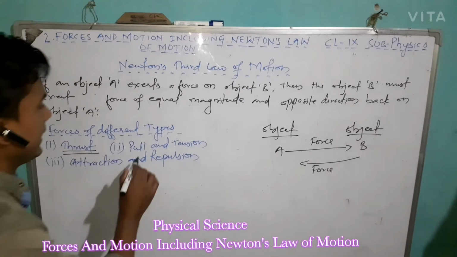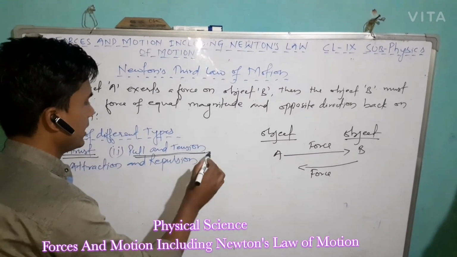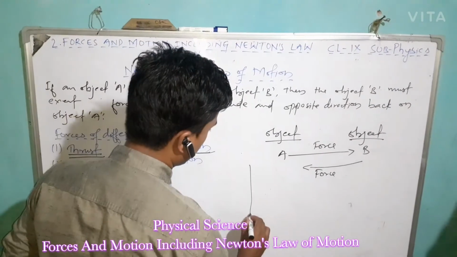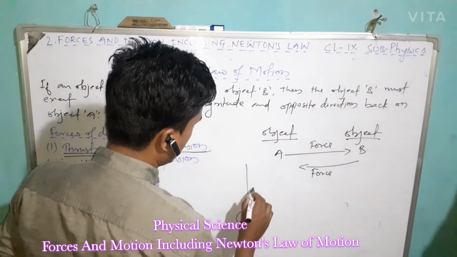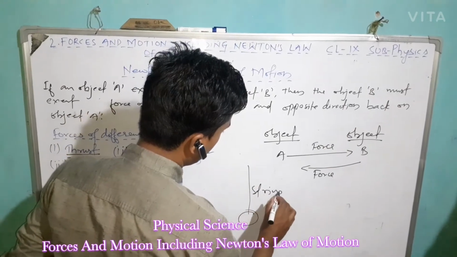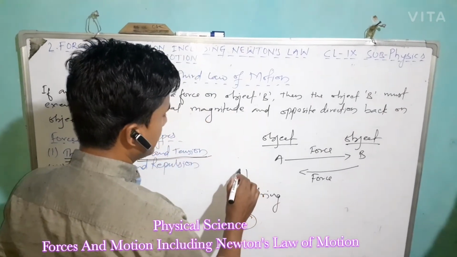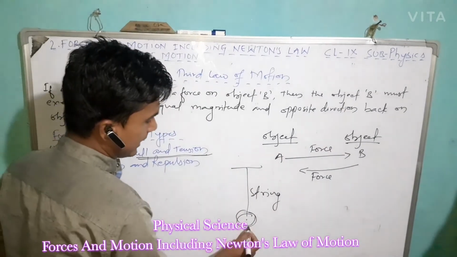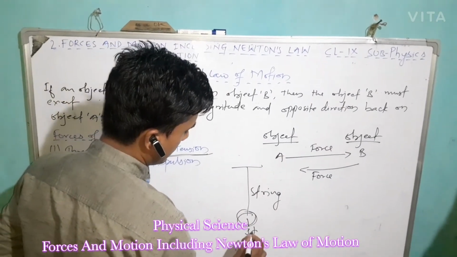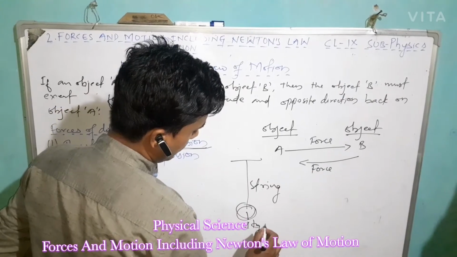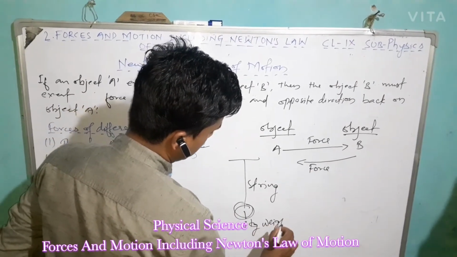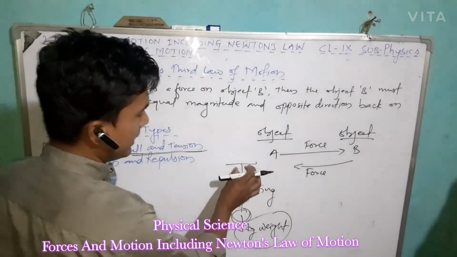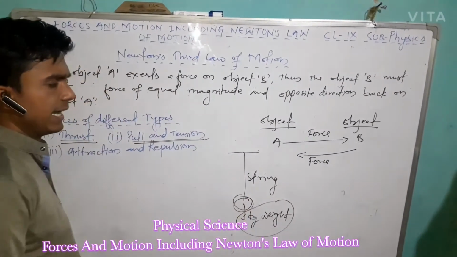Then we got pull and tension. If you talk about pull and tension, suppose we have a string, and I have tied something to it. Say it is a weight of 1 kg. So here it is a string, and in this string a 1 kg weight has been tied up, right?